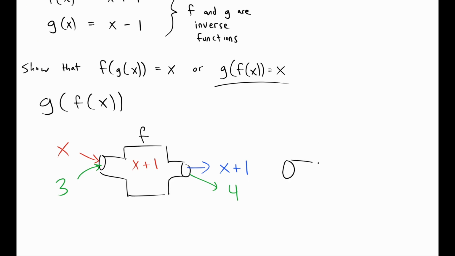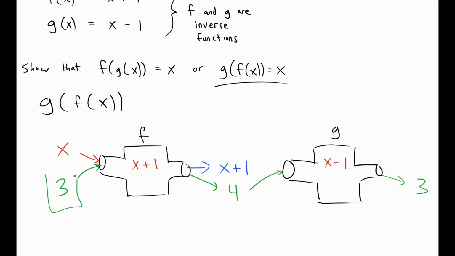And then you're going to use that as the input for g. Now what g does is g does x minus 1. So if you plug in that 4, what comes out? 3. You get back to what you started with. So the functions, they undid each other.